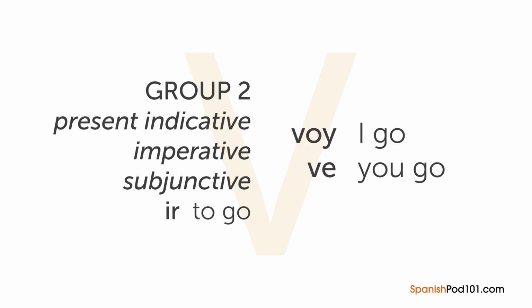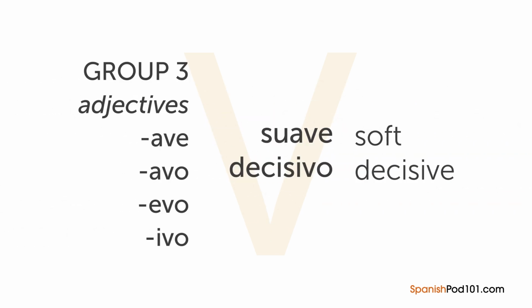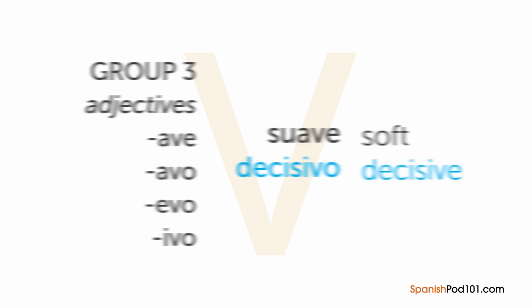Second, all the forms in present indicative, imperative, and subjunctive of the verb ir, to go. For example, voy, I go, or ve, you go, in the imperative. Third, all the adjectives that end in ave, avo, evo, and ivo. For example, suave, soft, and decisivo, decisive.